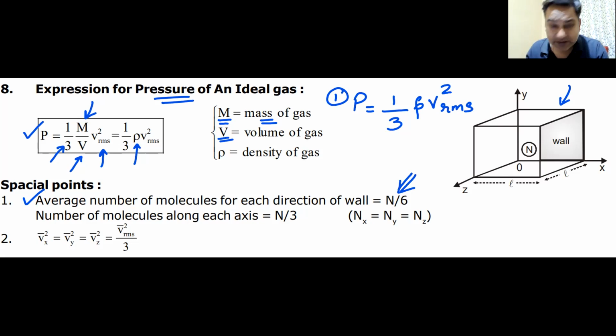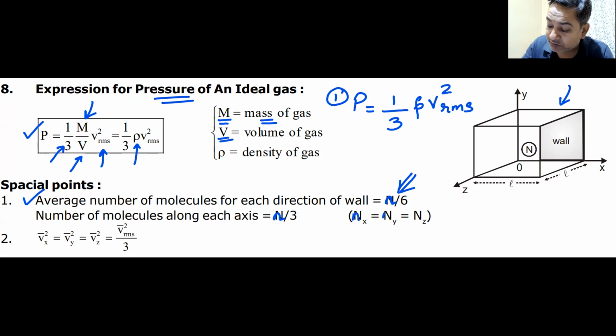They have used capital N. I will use small n. For me, small n is the number of molecules. So the total number of molecules hitting any wall will be n by 6. The total number of molecules which are moving along any axis, x-axis, y-axis or z-axis, will be n by 3.